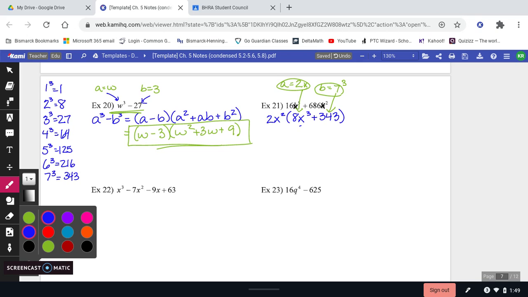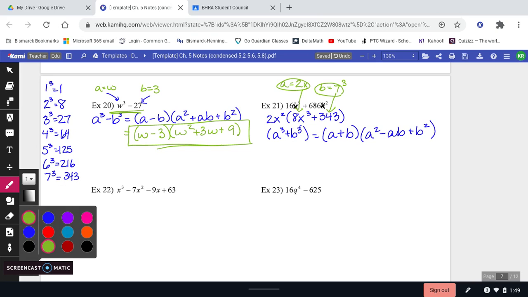Okay, when you use this pattern, now this is a sum of cubes because it's plus, but the pattern is the same as the difference of cubes. There's just a couple of signs that change. So this becomes A plus B instead of A minus B. And then this is A squared minus AB plus B squared. So just a couple of signs trade places, but otherwise it's the same pattern.